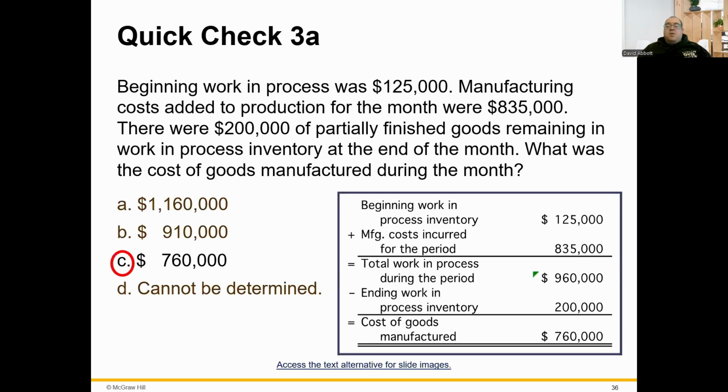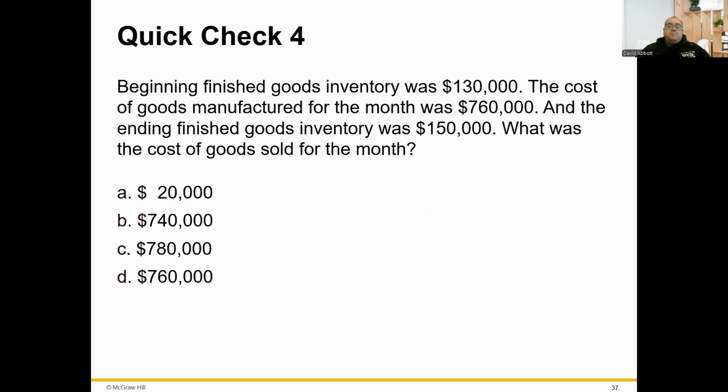So for that, you're going to take the beginning work in progress inventory of 125,000. You're going to add to it the costs that were incurred during the month, which is 835,000. That's going to give you 960,000. Then you can subtract from that the work in progress inventory, what still remains in progress, which is the 200,000. So the cost of goods manufactured, what actually was finished during the month, was 760,000.